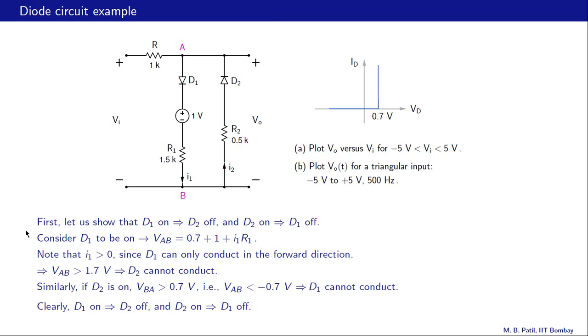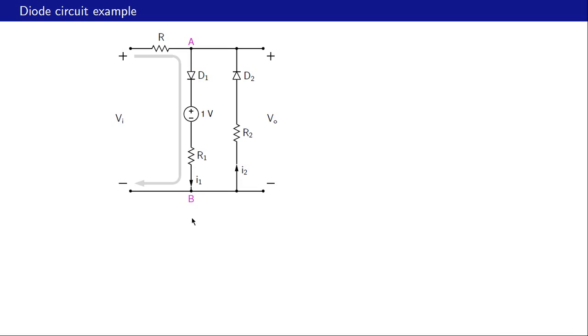The arguments that we just presented are summarized over here, and the conclusion is that if D1 is on, then D2 must be off, and if D2 is on, then D1 must be off. Let us now look at these cases one by one. Here is the case where D1 is conducting and D2 is not conducting, and then the current path is like that.